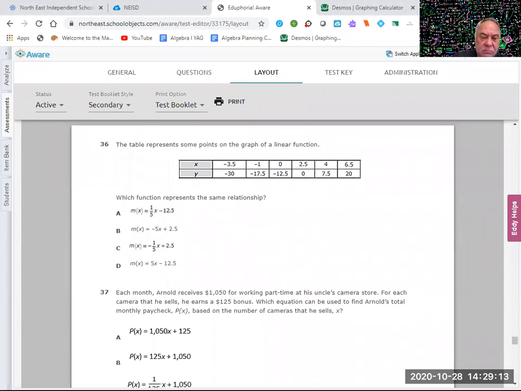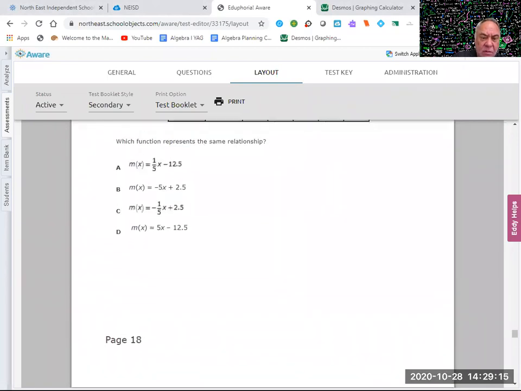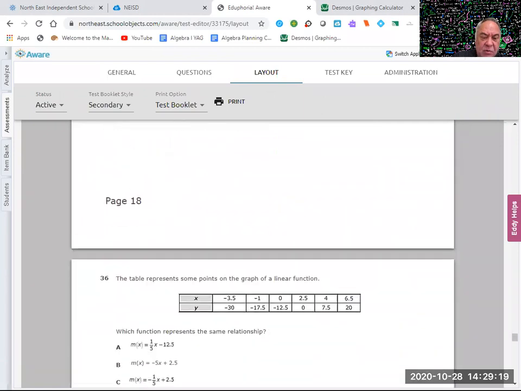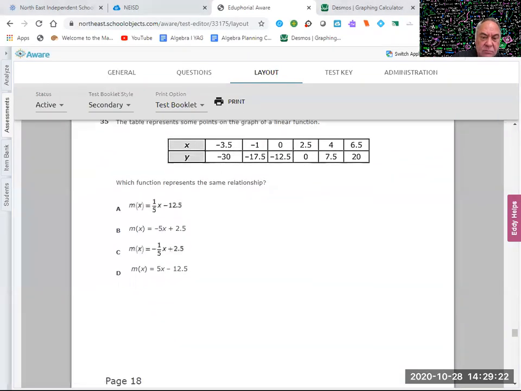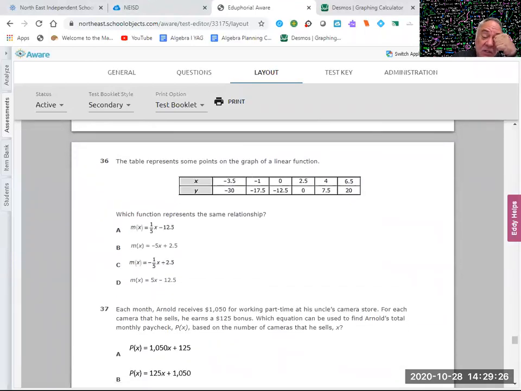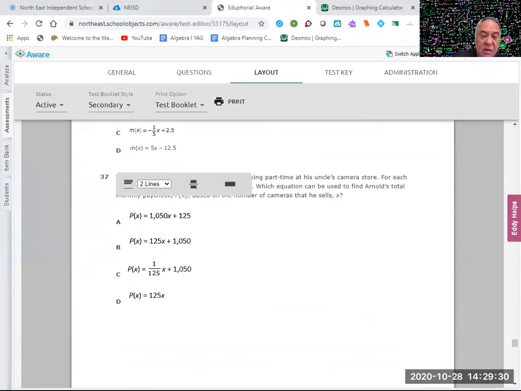36, hello. I think 35 and 36 is the same problem. The same problem. There, you get a bonus. If you can do 35, you can do 36. They look like they're the same problem.